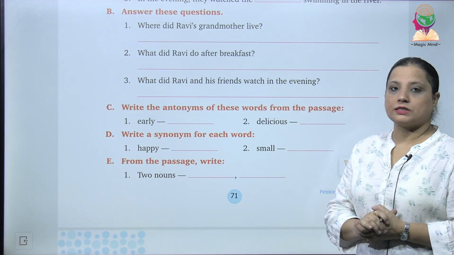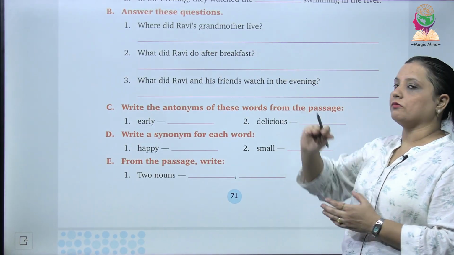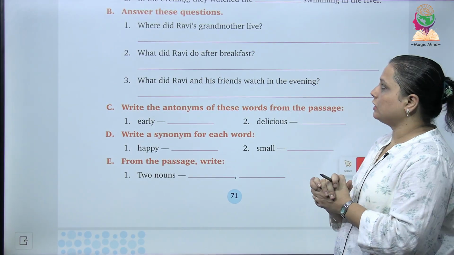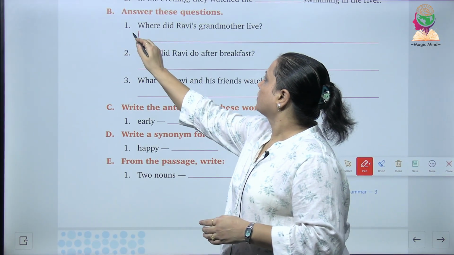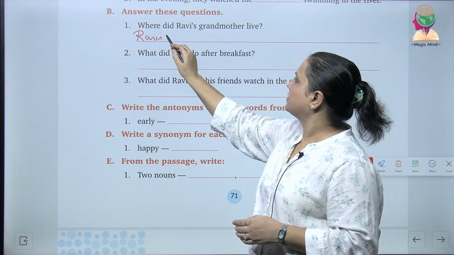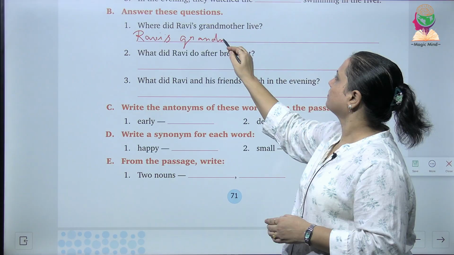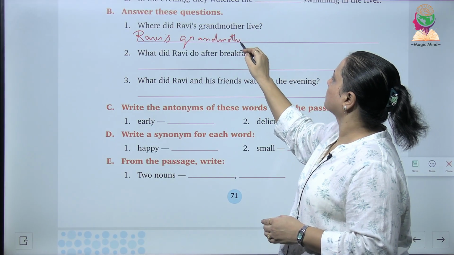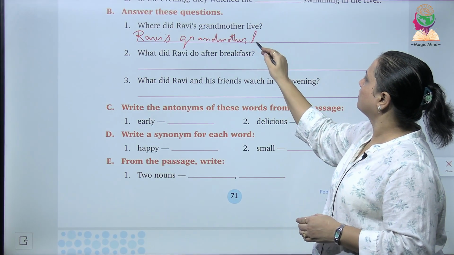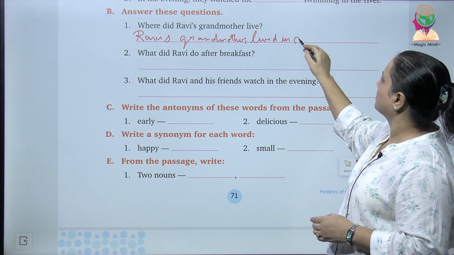The question number B says, first question, where did Ravi's grandmother live? So where did she live? We will write the answer over here as Ravi's grandmother lived in a village.